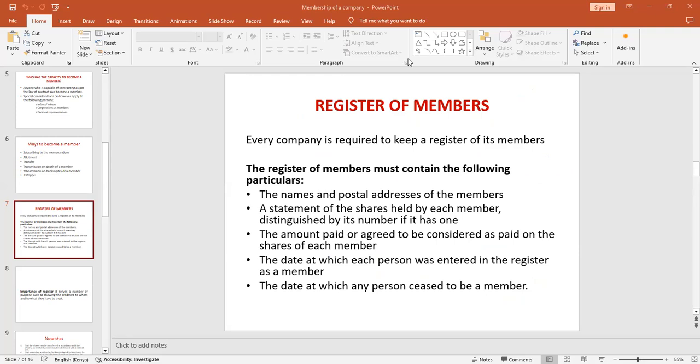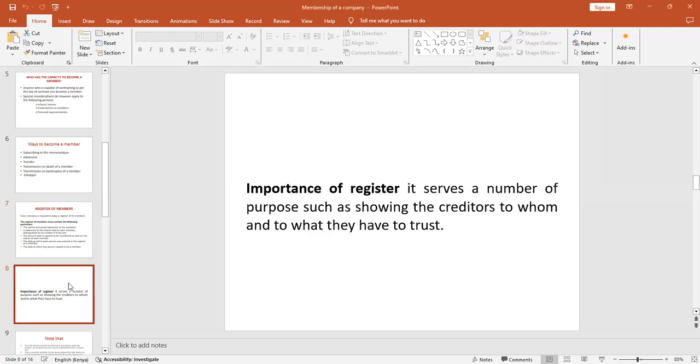All right. So that is the reason why at this point we have this one which is talking about the amount paid or the amount agreed to be paid in terms of shares by each member. That's going to be put in the register of members. Date that you became a member, and also the date that you stopped being a member. So these are things that are going to be in the register of members. So why is this register important? It's something that you probably need to understand.